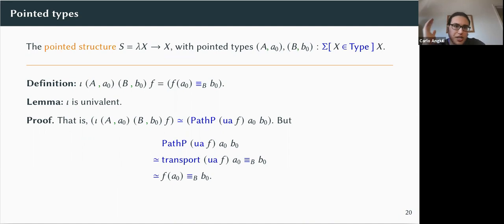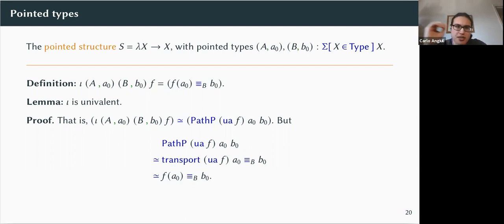So let's look at the pointed structure, which is the identity function. And the reason I call it the pointed structure is that if you have a type with a pointed structure on it, that's just having a pointed type, a type with an element of that type. So we're going to say that an equivalence between A and B is pointed if it sends A naught to B naught. Okay, makes sense. Up to a path, of course.